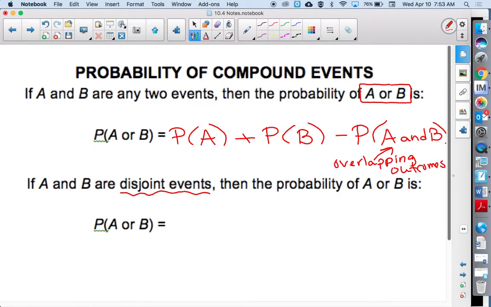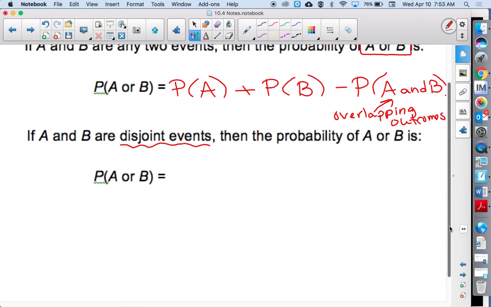The other option is when they're disjoint, which means they're separate, they have nothing that overlaps, so we don't have to take into account that they both could occur, and we just have to find the probability of A plus the probability of B. So the probability of the first thing plus the probability of the second. But there's no overlap, so we don't need to worry about subtracting anything because they don't have outcomes in common.